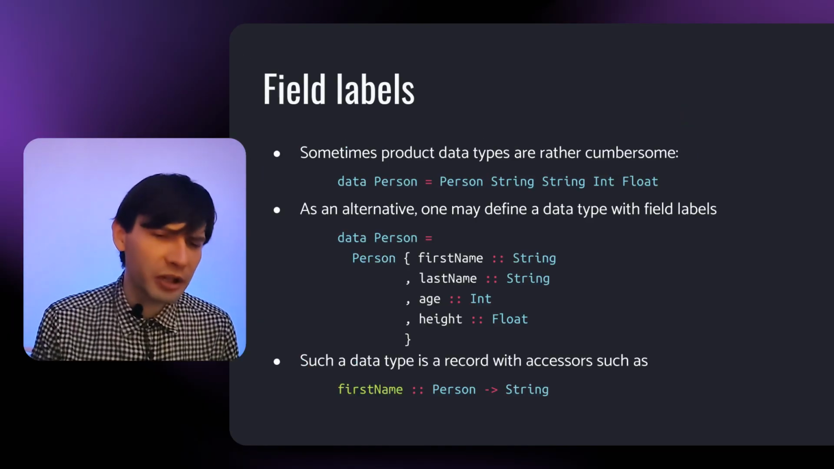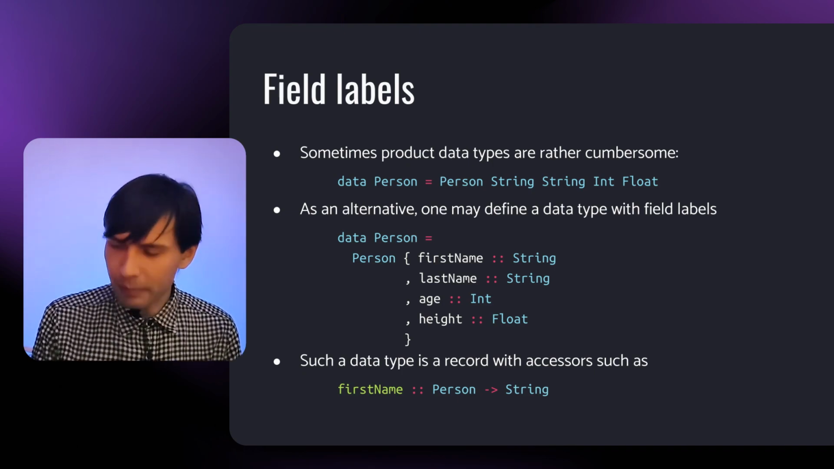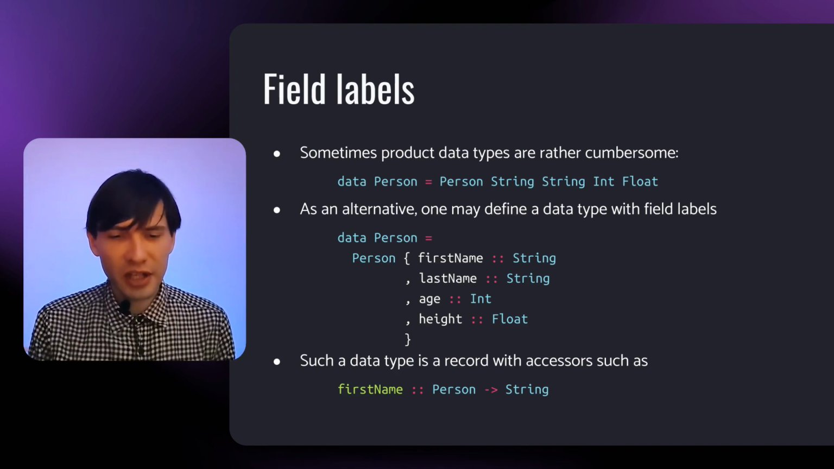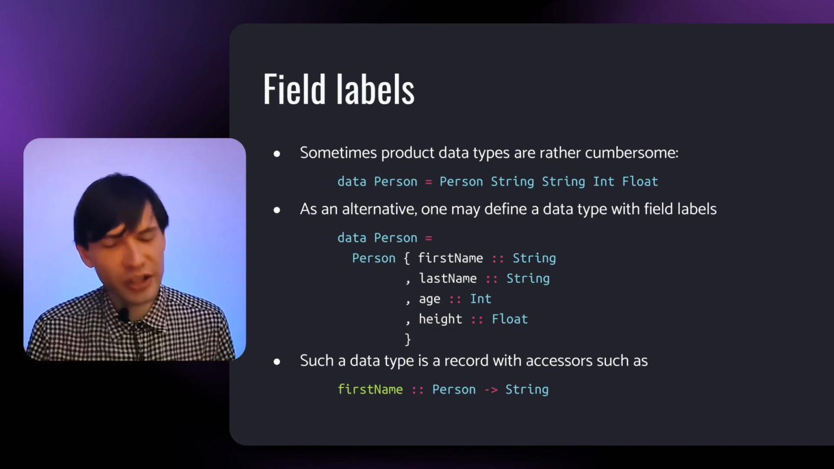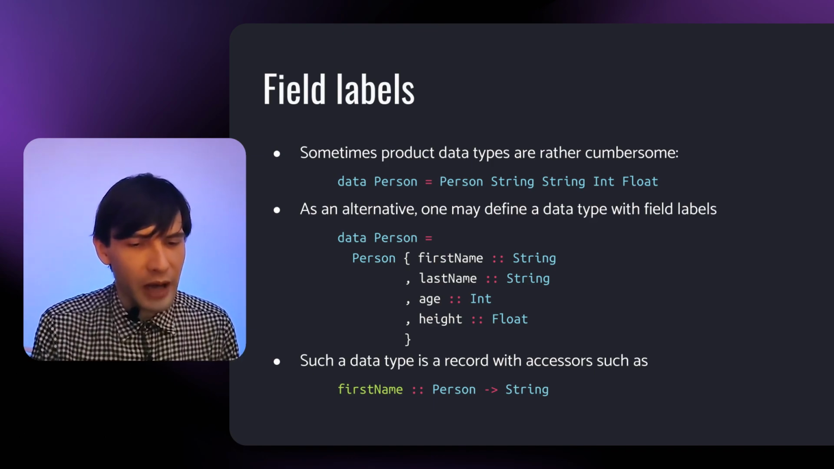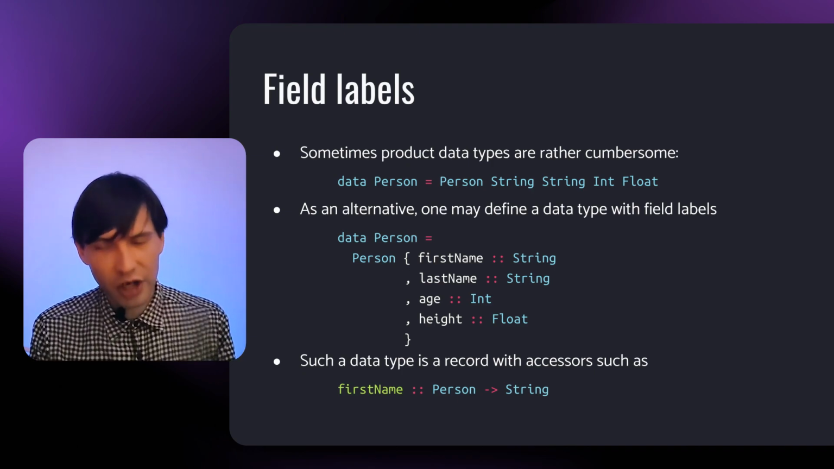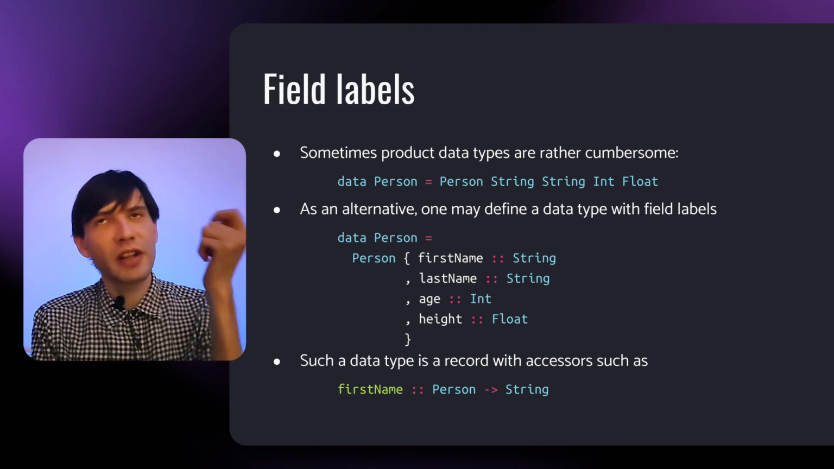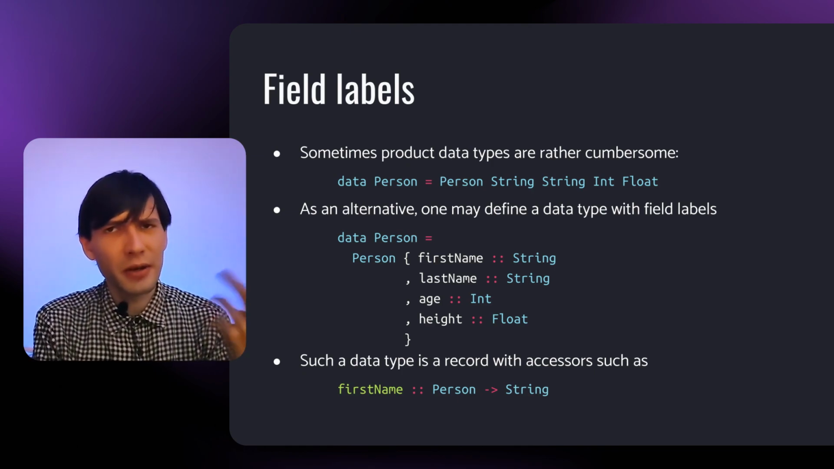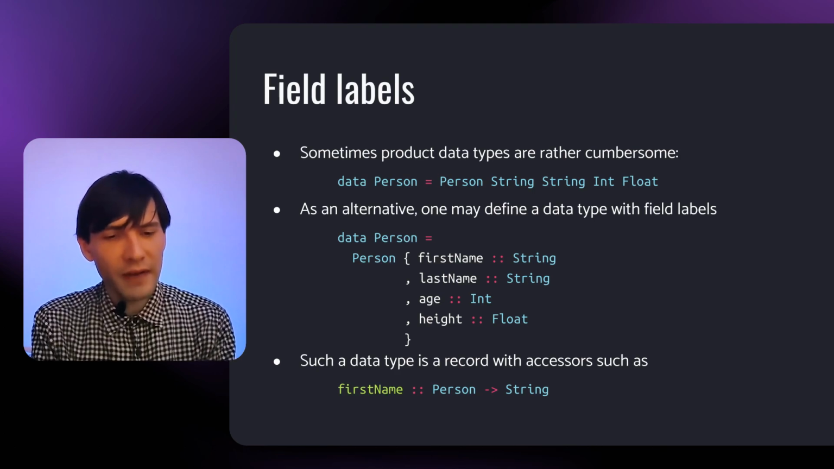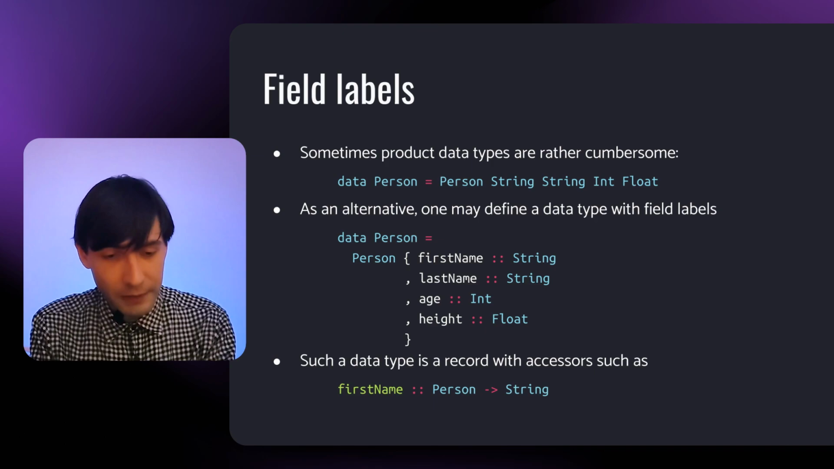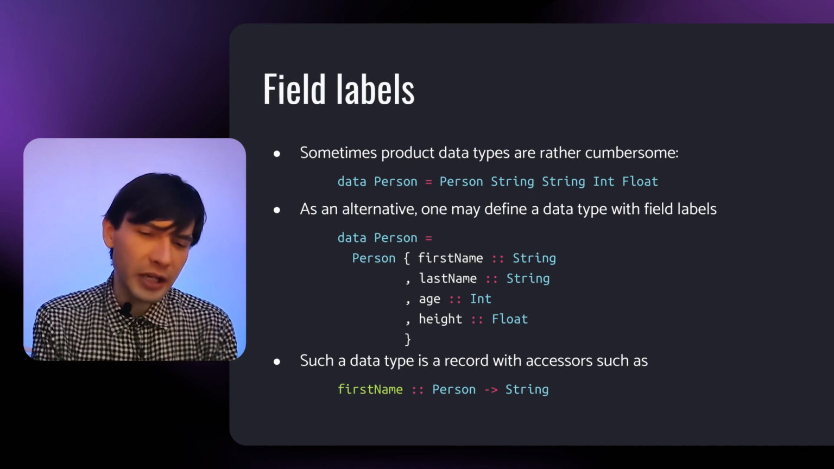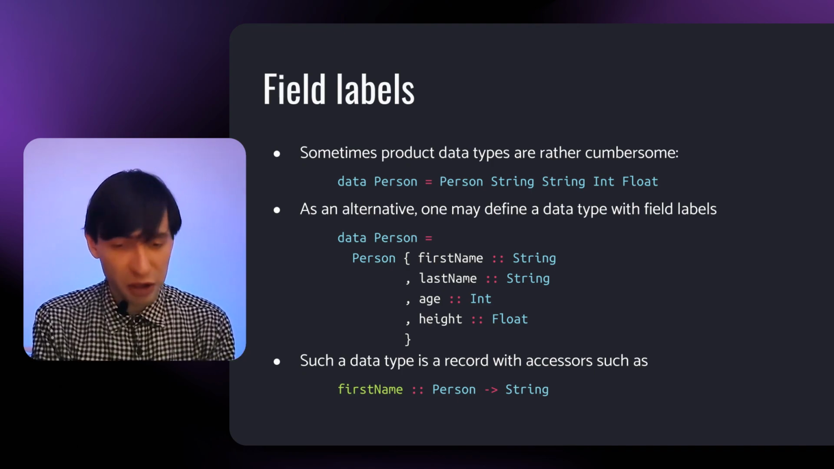The next example is related to field labels. The problem is that product data types are quite cumbersome occasionally. For example, we have this data type called Person, and it stores 4 values: String, Int, and Float. The problem is that it's not so convenient to pattern match on the values of Person. The second problem is that we actually don't know what all those values do.